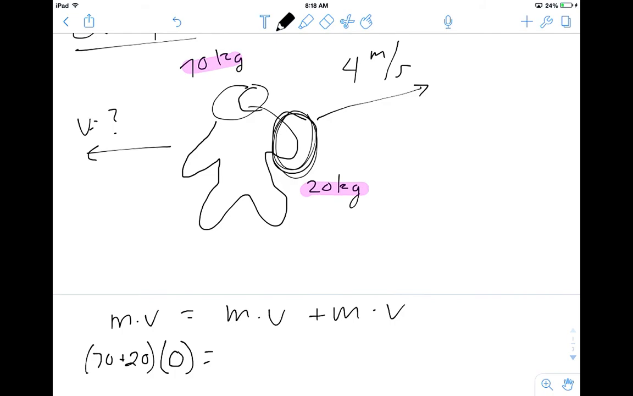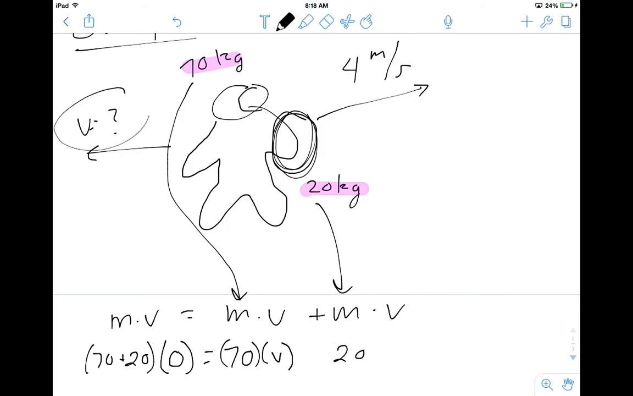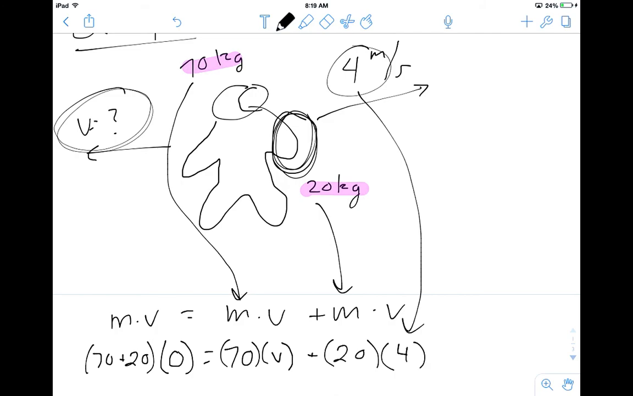For my other two, I'm going to take one mass and the other mass and plug those in, so I'm going to have 70 and 20. The velocity of the astronaut is what I want to know. That's my question mark, so I'm not going to put anything there. But I do know the velocity of the tank, so that can go in there.